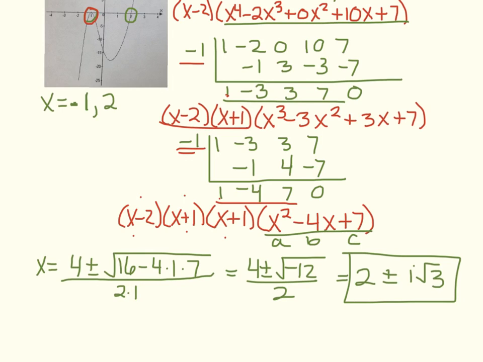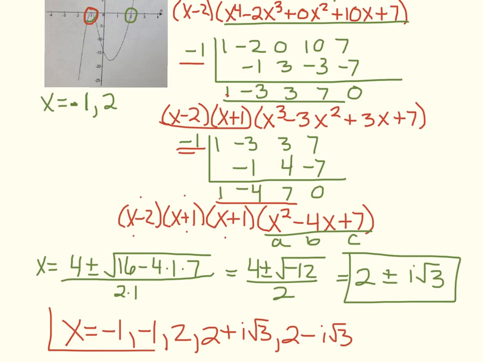So our total amount is 5, and they are, if we listed them all out, we would say negative 1, 2, 2 plus i root 3, and 2 minus i root 3. There's your 5 zeros. 2 of them are imaginary, and one of them is repeated, and so that gives us a total of 5. Whew.